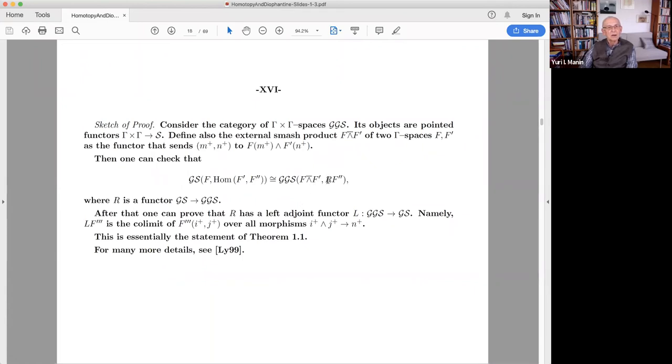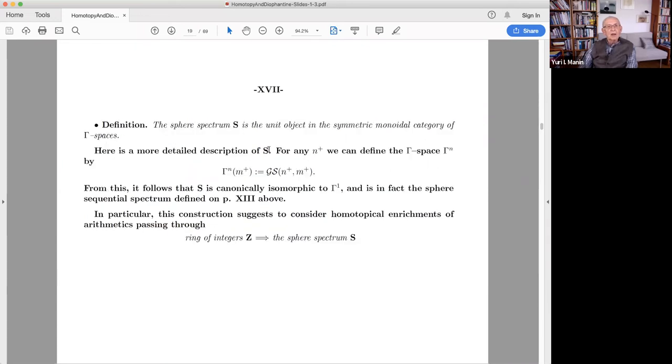I have here a sketch of proof, but I will omit it. And now we want to find a very important object in the theory of spectra, the sphere spectrum S, and it is the unit object in the symmetric monoidal category. And this construction suggests to consider homotopical enrichments of arithmetics which pass from the ring of integers to the sphere spectrum S.